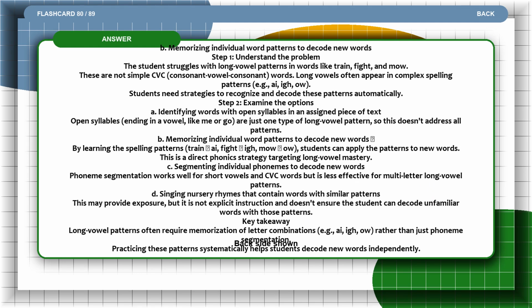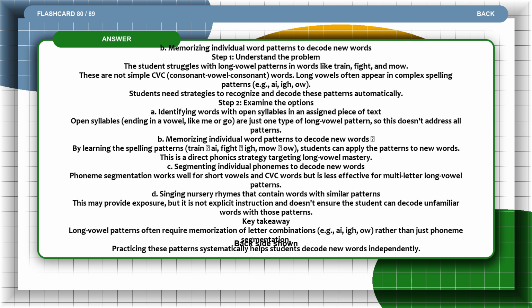Step 1. Understand the problem. The student struggles with long vowel patterns in words like train, fight, and mow. These are not simple CVC, consonant-vowel-consonant, words. Long vowels often appear in complex spelling patterns, for example ai, igh, ow. Students need strategies to recognize and decode these patterns automatically.